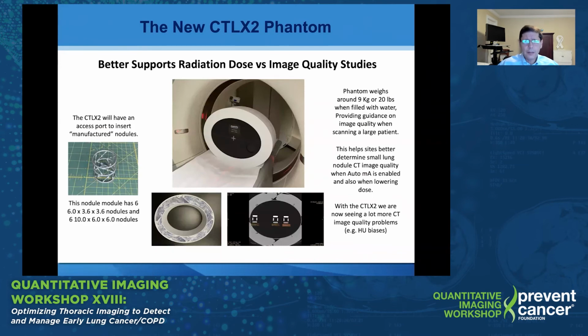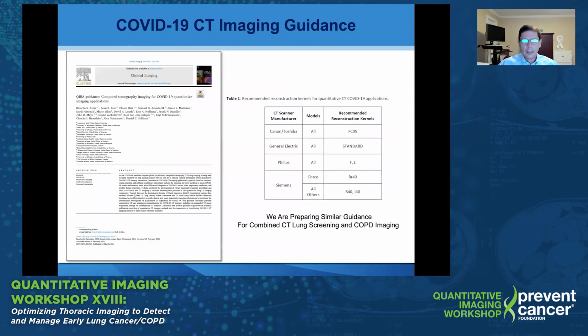We have a new phantom that better supports radiation dose versus image quality studies. And you can see here, it's a water fillable phantom with these things that look like hydration packs. This one's packed here with those water packs. And we can insert objects in it that look like simulated nodules into the phantom, and people can check their software with it, the volumetric software, and make sure it's high quality as well.